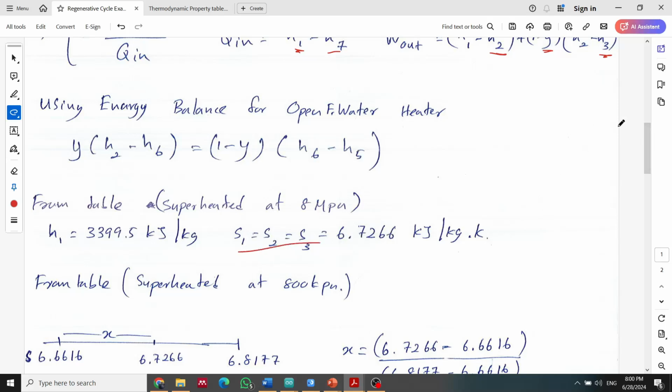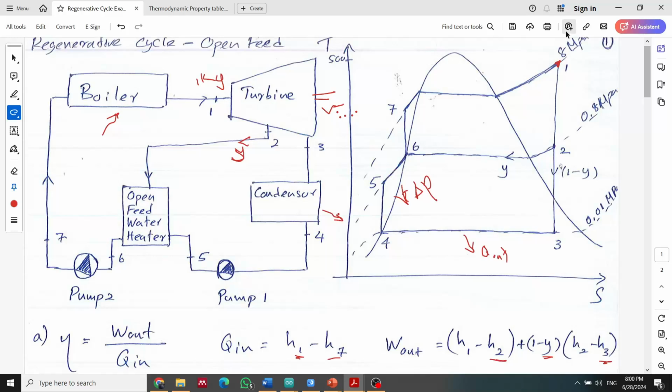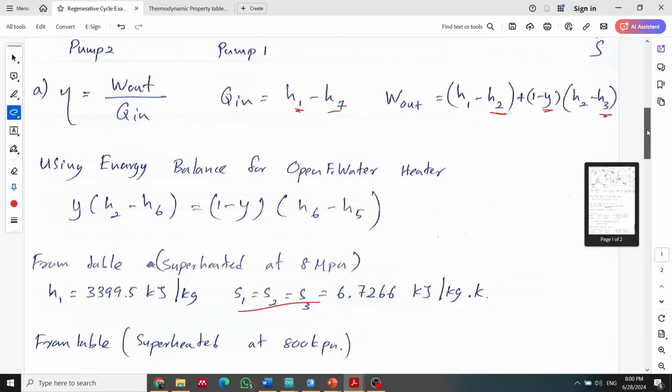Why is this? Because you can see this is an isentropic expansion, therefore S1 should be equal to S2 should be equal to S3. So this is a straight, vertical line. All S values should be equal on that line, points 1, 2, 3.